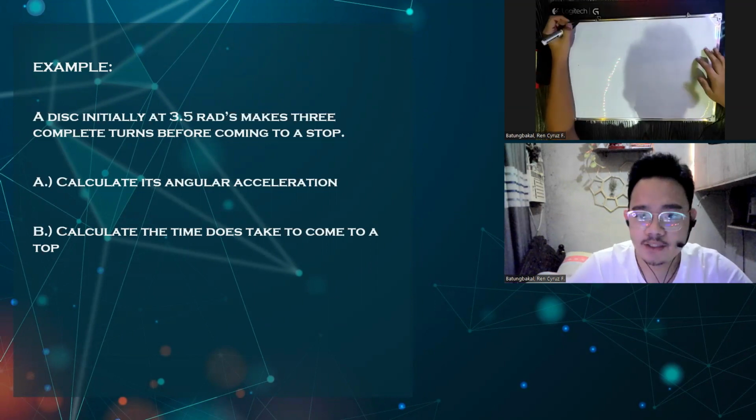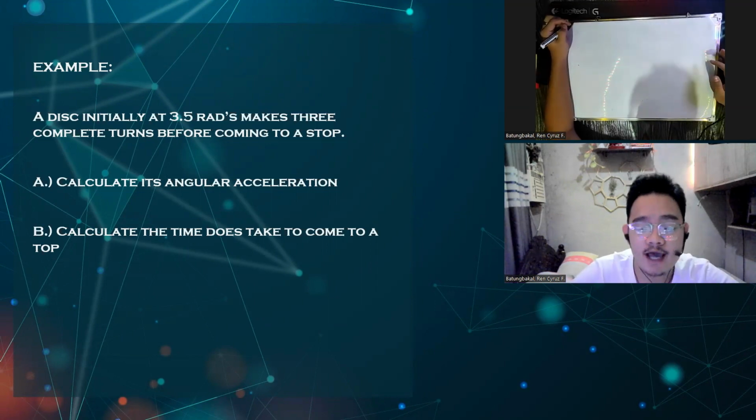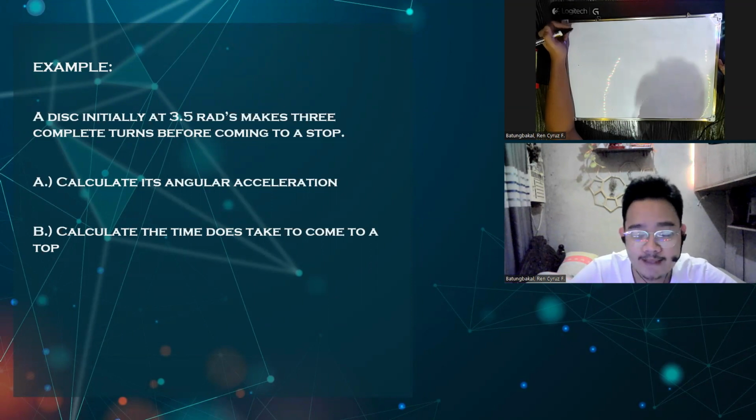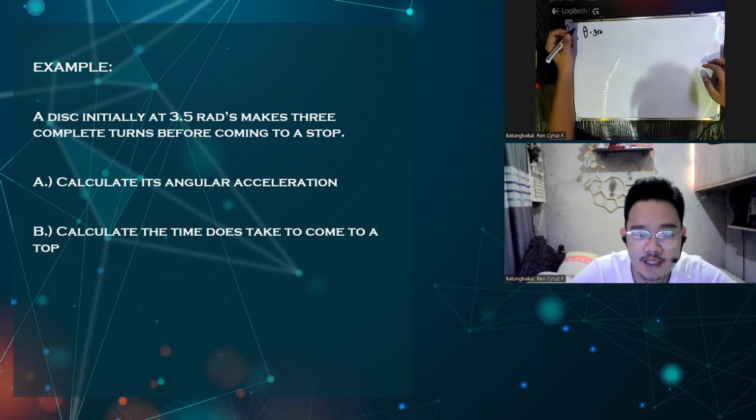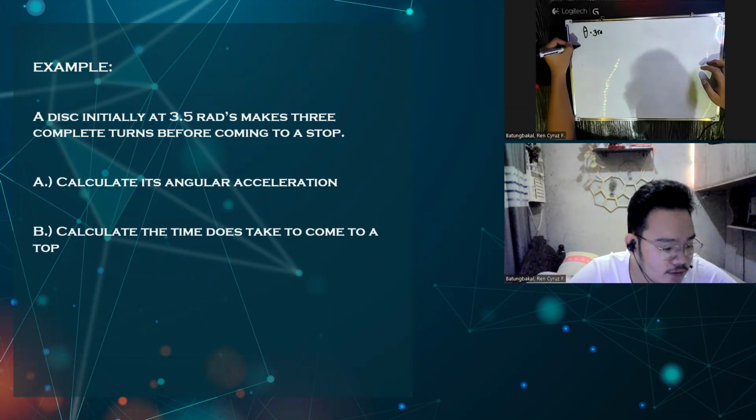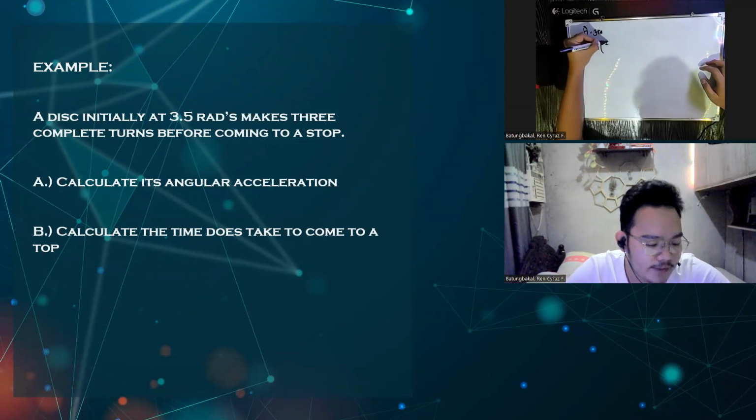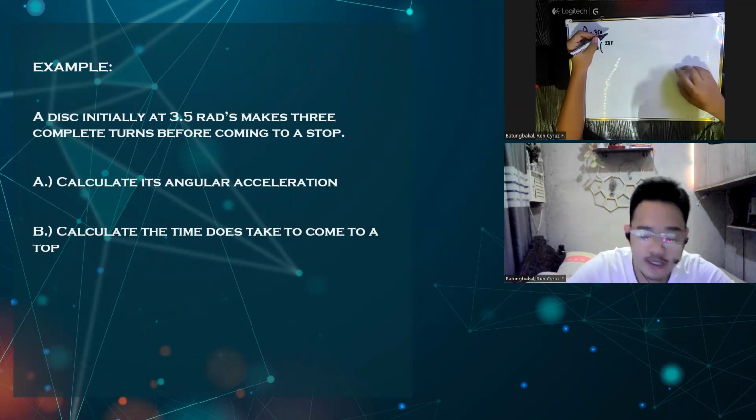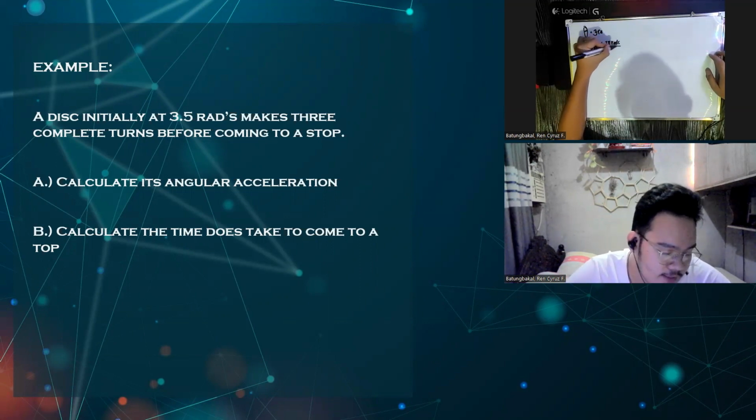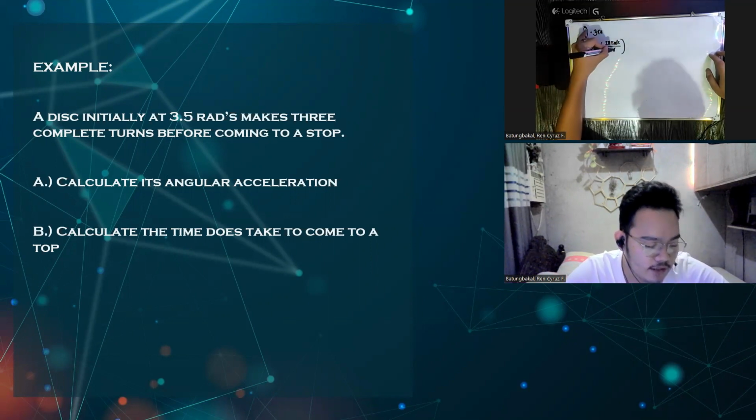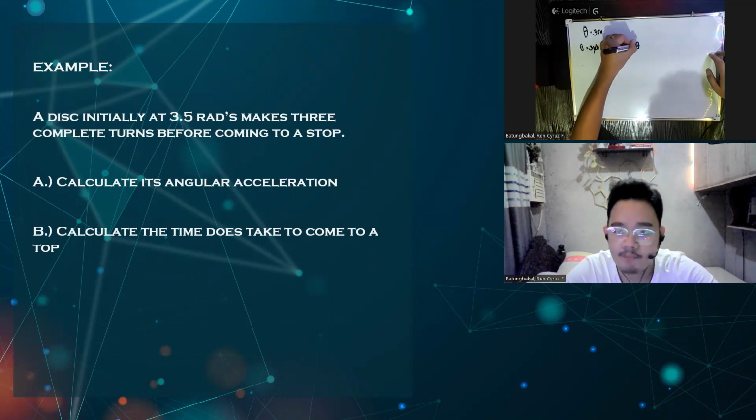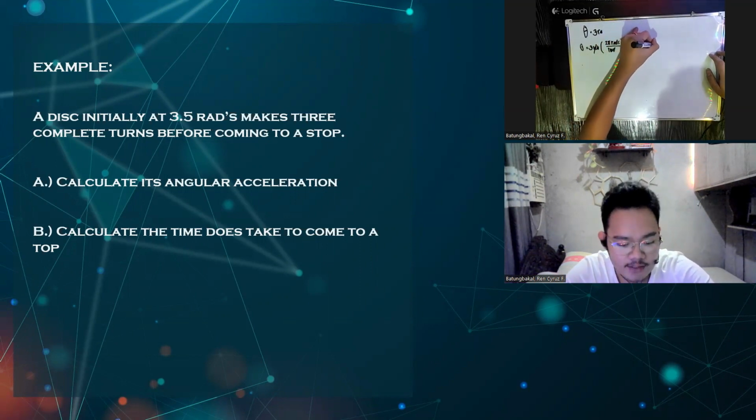So, sabi dito, for letter A, given na yung ating angular position, theta. In revolutions, so we have theta is equal to 3 revolutions. So, ngayon, yung 3 revolutions natin, i-convert natin into radians. So, theta is equal to 3 revolutions times 2 pi radians over 1 revolution. So, makakancel na natin yung ating revolution, and by calculating, we have theta is equal to 6 pi radians.